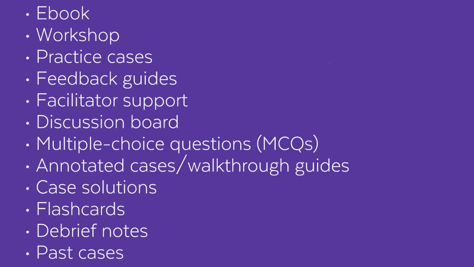Strong candidates know what resources to focus on and what resources to ignore. If you're going through or will be going through the Capstone 2 module, the resources you'll have access to are this: the ebook, a workshop, practice cases, feedback guides, and so on. So what do you think is wrong with this list?